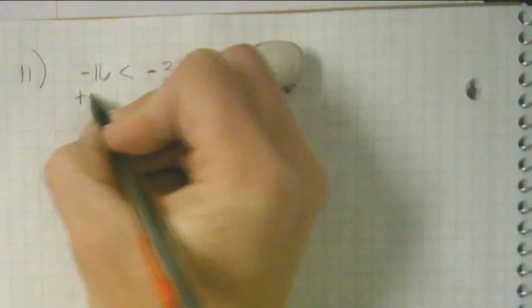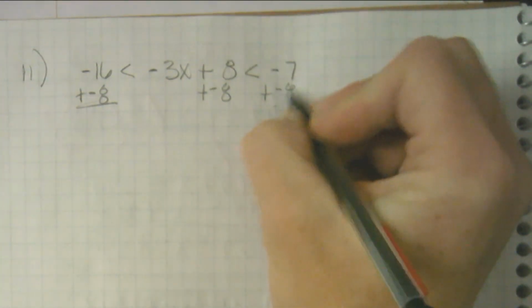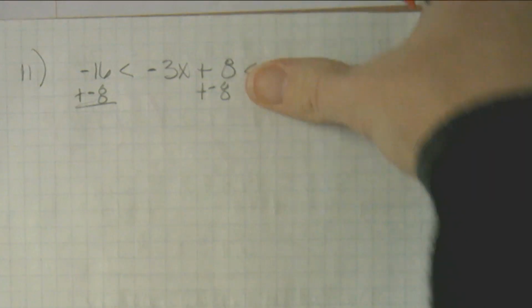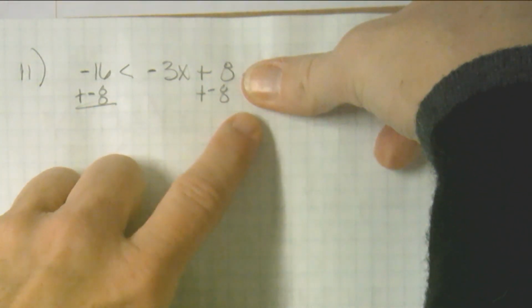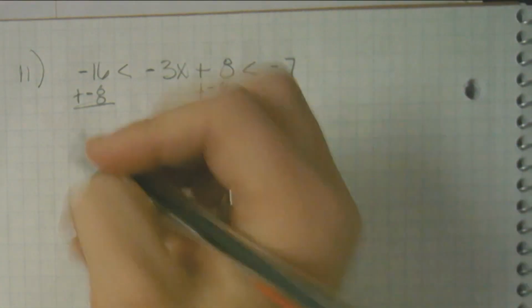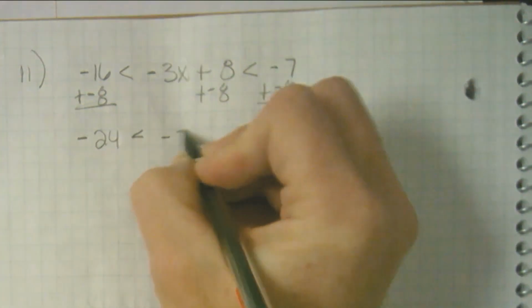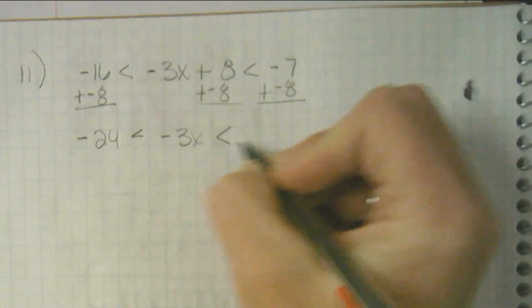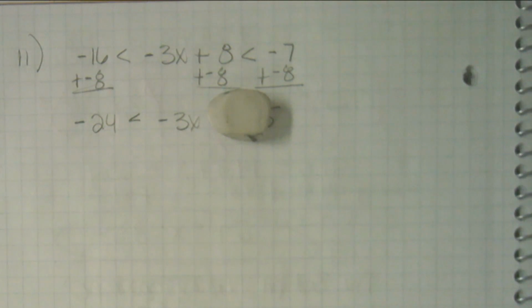Excellent. I'm going to add a negative 8. Now remember, I'm doing it to all 3 sides. So now it's not just to those 2 sides here, not just the negative 16 and not just the negative 3x plus 8. We're adding it to the negative 7 as well. So we end up with negative 24 is less than negative 3x, which is less than negative 15. Okay, so now, if you're not sure what to do, block off that right side part.